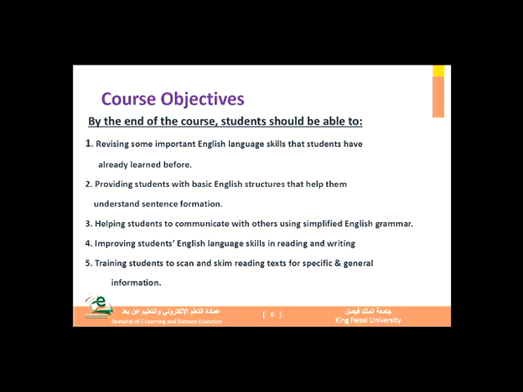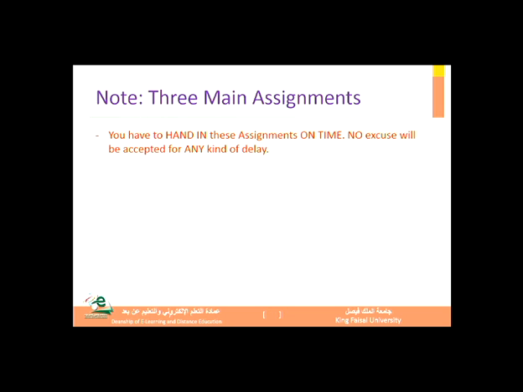Also, the fourth objective is improving your English language skills, especially in reading and writing. And we will learn about a number of skills that you could apply if you want to improve both your reading and writing. The fifth objective, as you can see, is training you in two different strategies in reading. The first one is skimming, and the second one is scanning, when it comes to reading specific or general information.